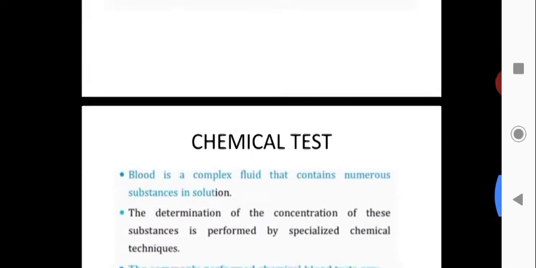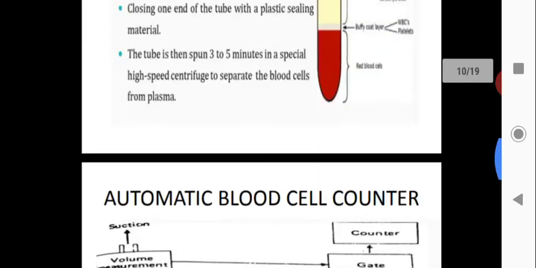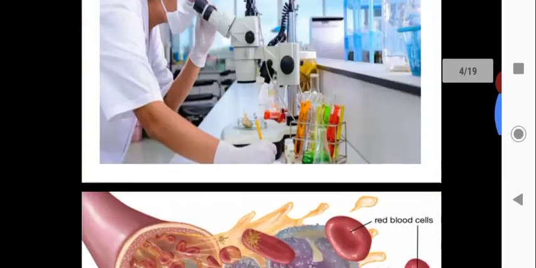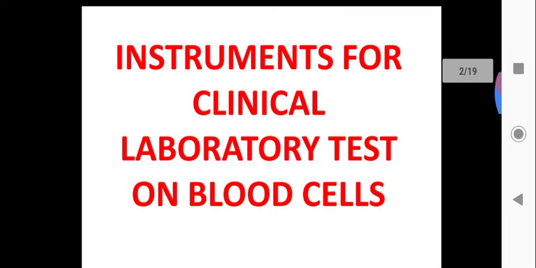So next, this finishes the instrument for clinical laboratory tests on blood cells. This instrument is also called the Coulter meter.